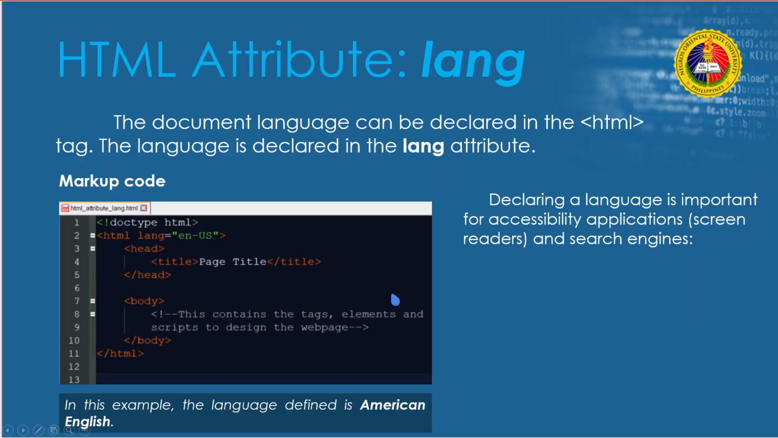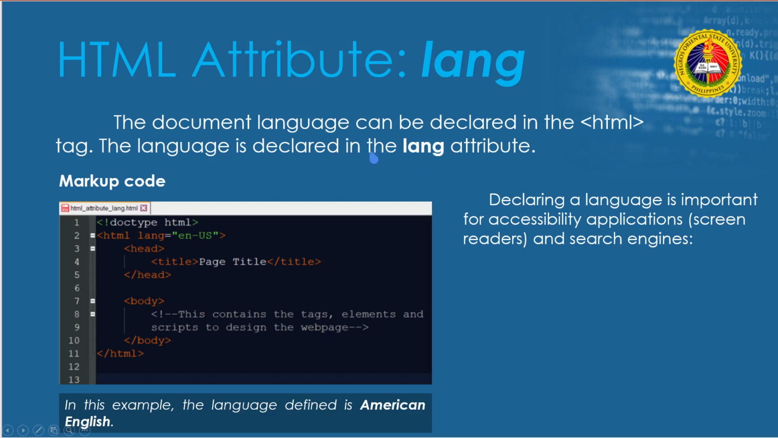Okay. The next attribute is lang. What do you mean by lang? The document language can be declared in the HTML tag. The language is declared in the lang attribute. So lang is shortcut for language. Now this is used for SEO, search engine optimization.